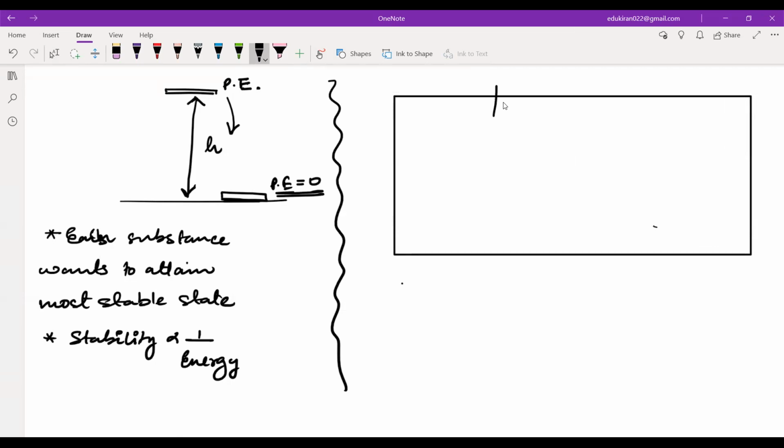Now it will not go away. It will not be taken by the surroundings, and no heat will be taken by the system from the surroundings. The heat exchange will be 0. Q is equal to 0 between system and surroundings.